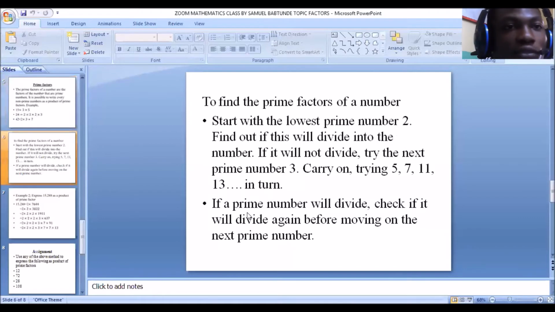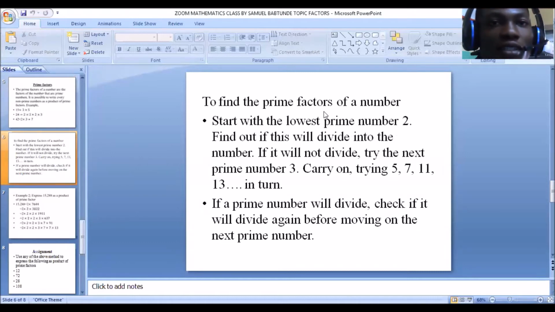And if I continue, let me take you to this. This will help us understand. I said to find the prime factors of a number. To find the prime factors of a number, start with the lowest prime number, 2.